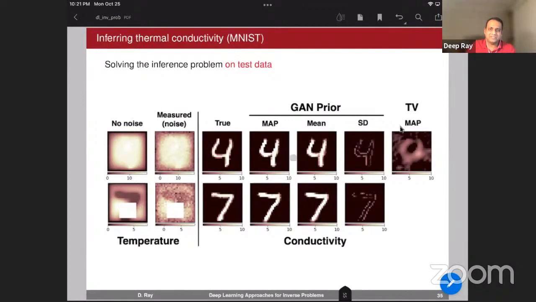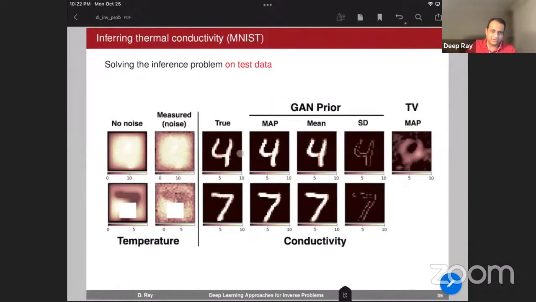If you compare this approach to a normal variational inference method, where you start with this measurement, this is what you get with TV regularization. What you notice is you're clearly not getting something as sharp as what you get with the GAN-based prior, correct?